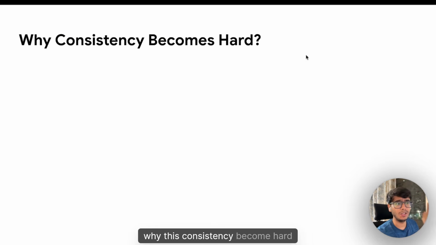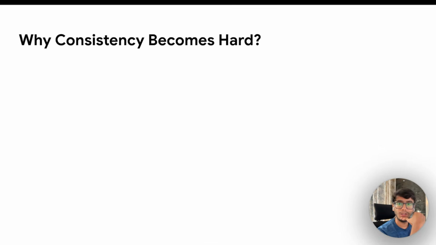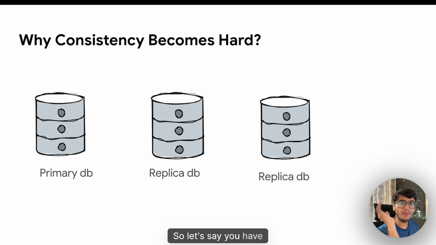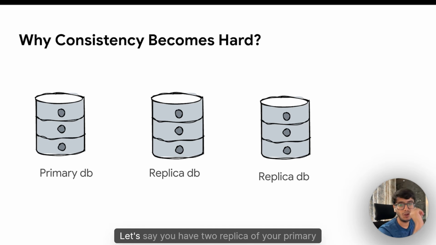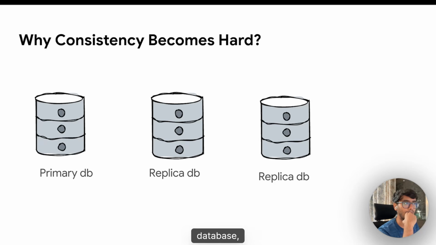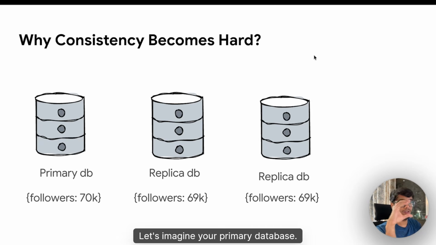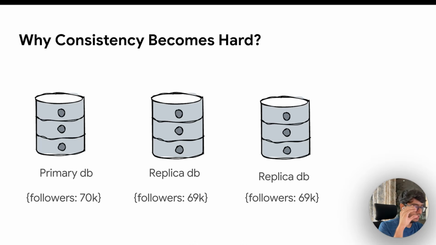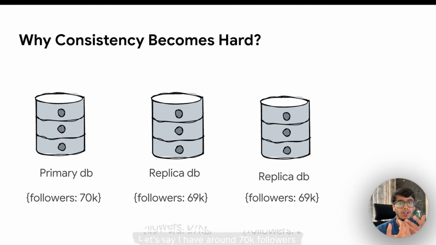why this consistency becomes hard to solve or hard to discuss during an interview or in your system design concepts. So let's say you have a primary database and you have multiple replicas of it. Let's say you have two replicas of your primary database, right? Let's imagine this primary database holds the number of followers you have on your LinkedIn. Let's say I have around 70K followers.